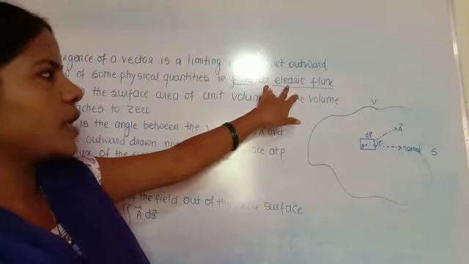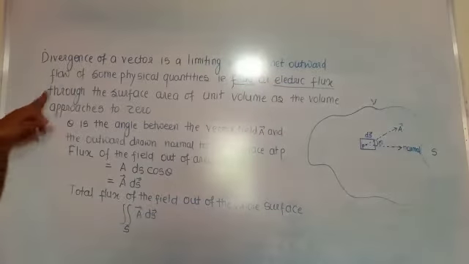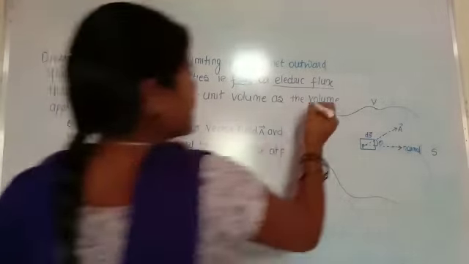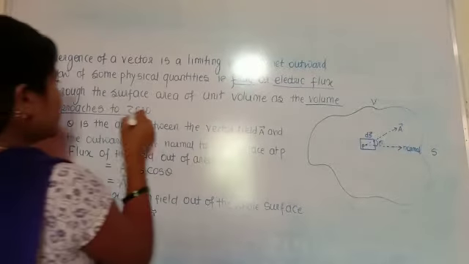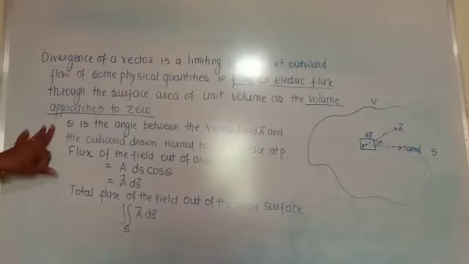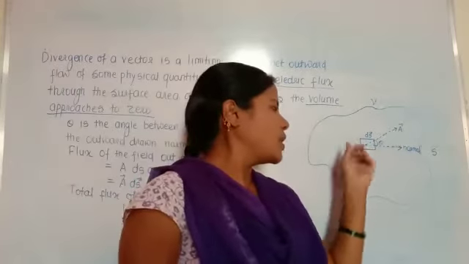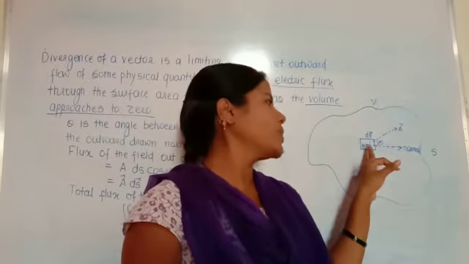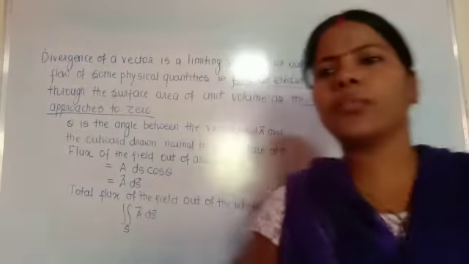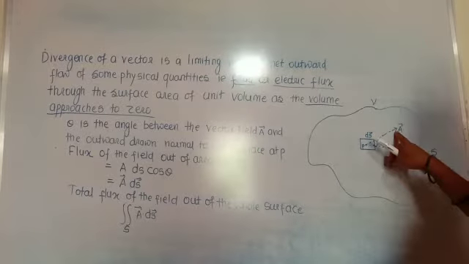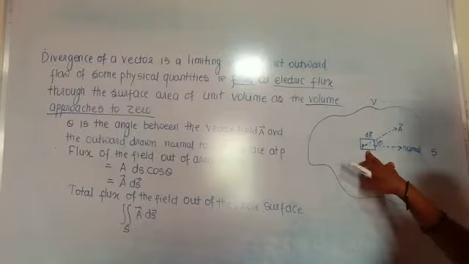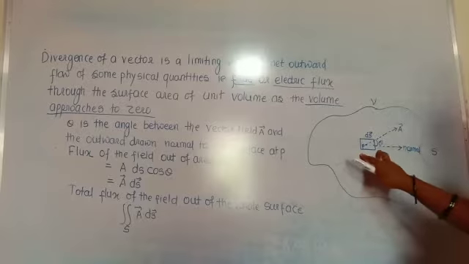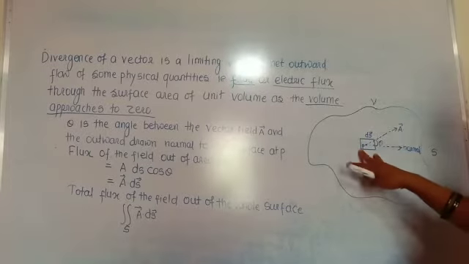In our expression, we are considering electric flux through the surface area of unit volume as the volume approaches 0. The important term, volume approaches 0, we will use next. Let us consider a point P in the vector field A. A is the vector field at point P, and ds is the small vector representation of the surface, a small area containing the point P.